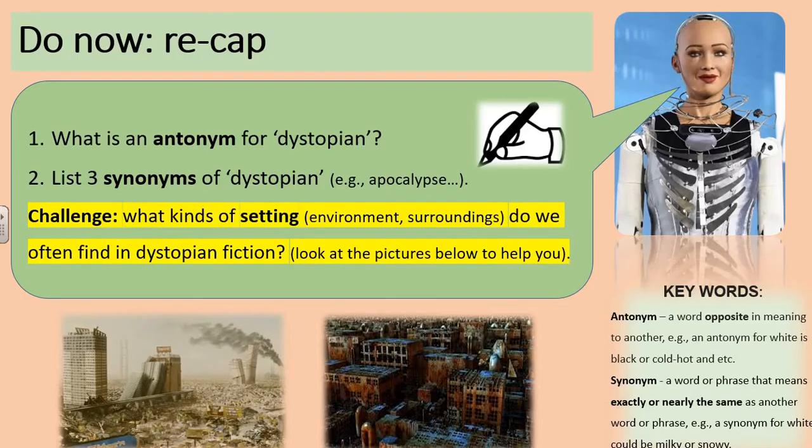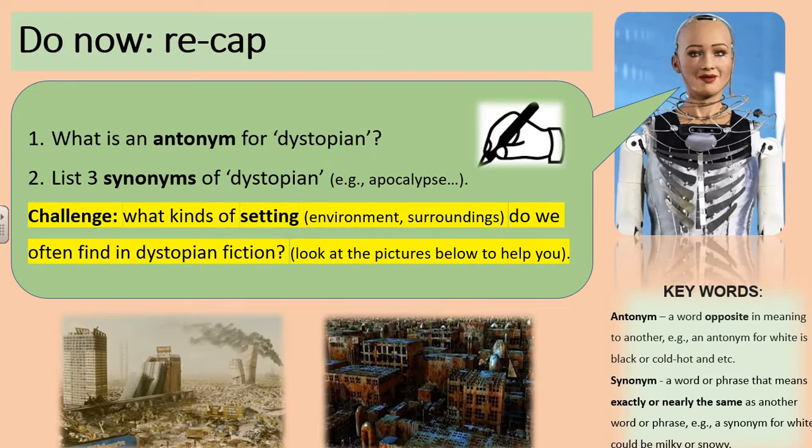What I'd like to do to begin with is a do now for 5 minutes. I'd like you to think of the answers for these three questions here. So question 1, what is an antonym for dystopian? Remember, in the keyword section here on the right, we've got an antonym is a word that's opposite in meaning to another. So your antonym for black would be white, your antonym for cold would be hot. So what is your antonym for dystopian?